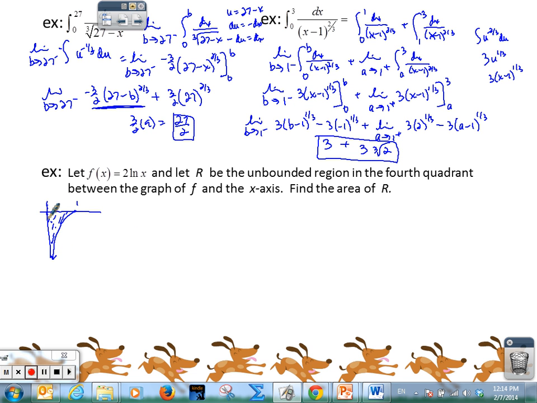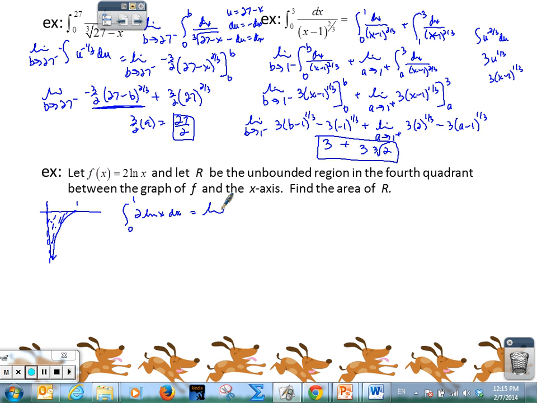This would be an asymptote. So what we want is the integral from 0 to 1 of 2 ln x dx. That's what we want, right? But we recognize that ln x doesn't exist at 0, does it? There's an asymptote there. So this is an improper integral that we need to solve, with the lower bound being the problem on this one.